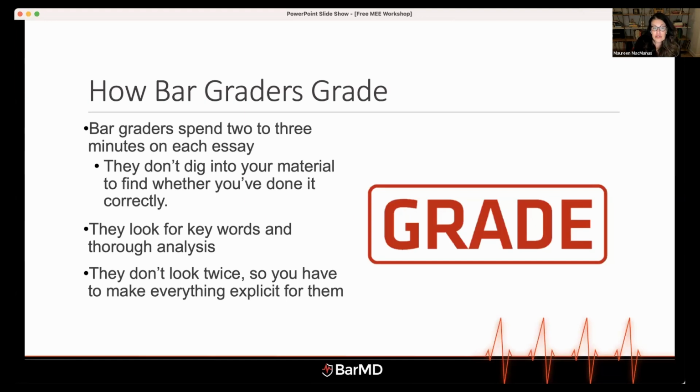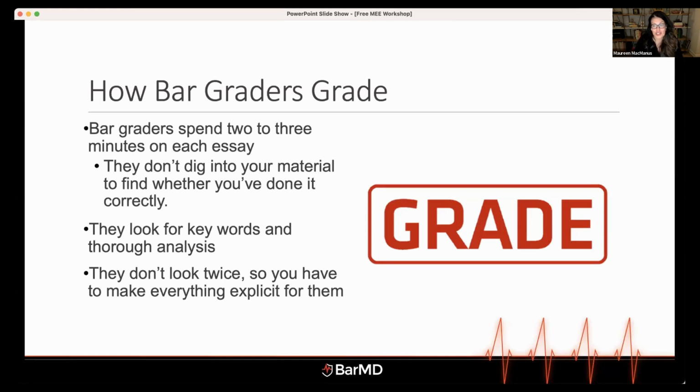They really do look for keywords and thorough analysis. They look for issue statements if you're in the UBE. They look for headings. They know what words, they know the rules. They look for "here," they look for "thus." They look for keywords. They look for thorough analysis. It really comes down to your use of the facts.